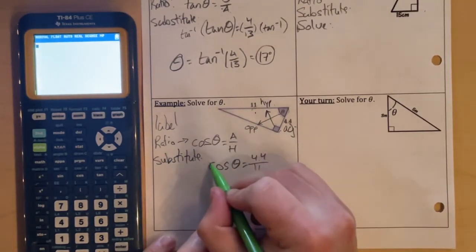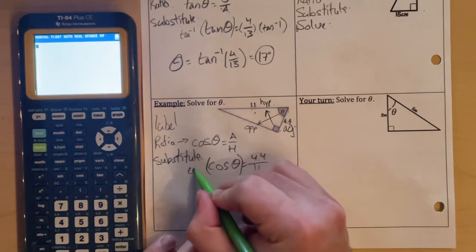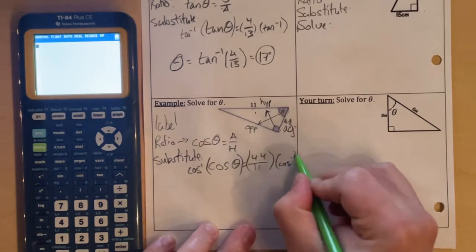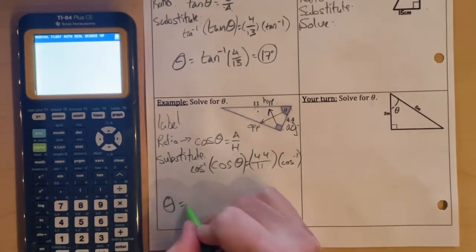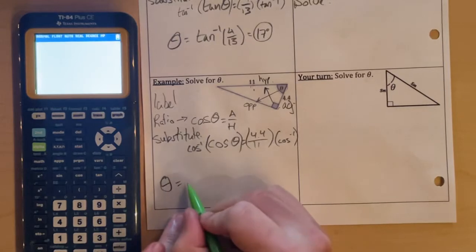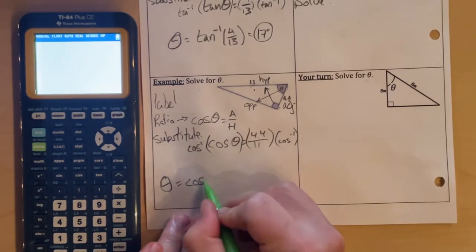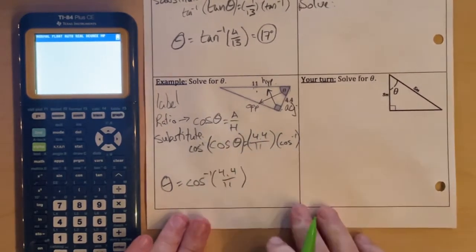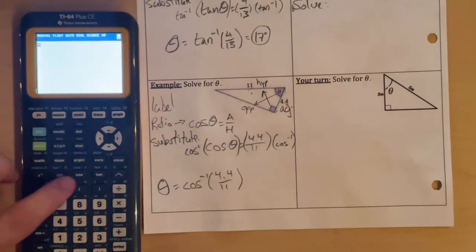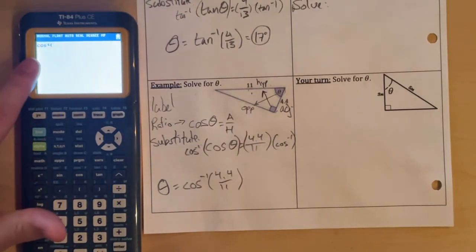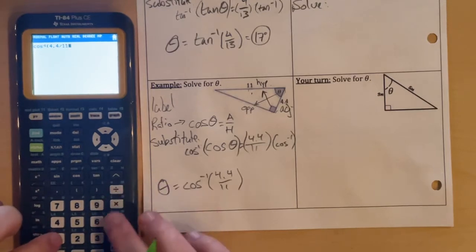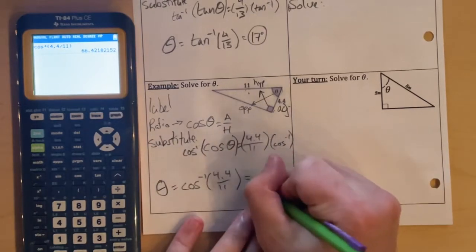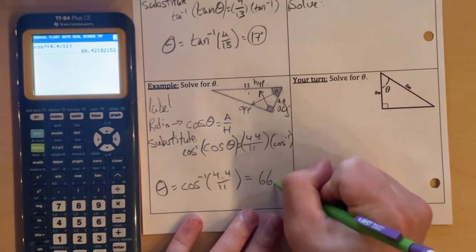Use those inverse operations. So I have inverse of cosine on both sides, because whatever you do to one side, you've got to do to the other side. So theta is going to be equal to cosine inverse of 4.4 over 11. So again, in your calculator, you can say second, and then I hit cosine. So I have the inverse of cosine, 4.4 over 11. Get your angle, and so this is going to be equal to 66 degrees.